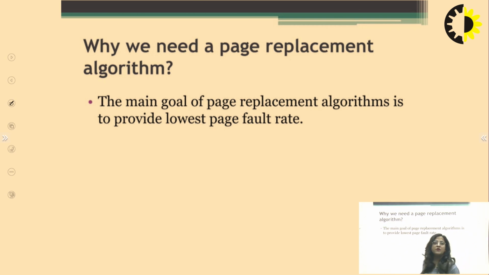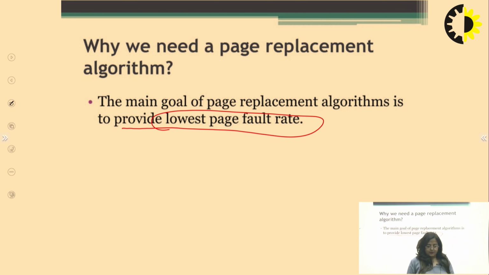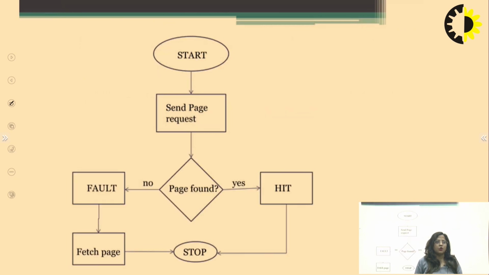Now why do we need a page replacement algorithm? The main goal of a page replacement algorithm is to provide the lowest page fault rate. It means that if your page is not found, then you can easily replace it, and the not-desired page is also stored in secondary memory. So the main aim of this page replacement algorithm is the lowest page fault rate.